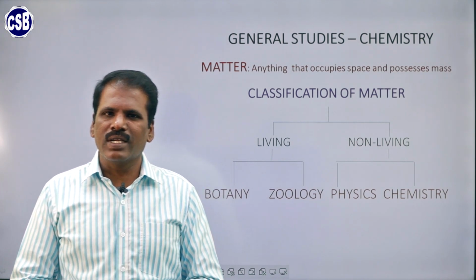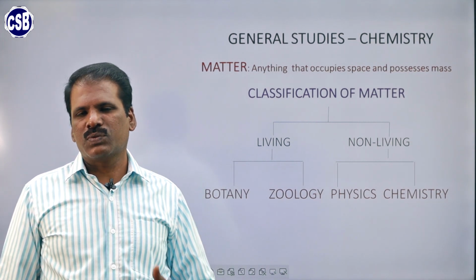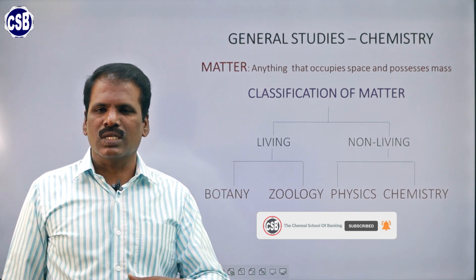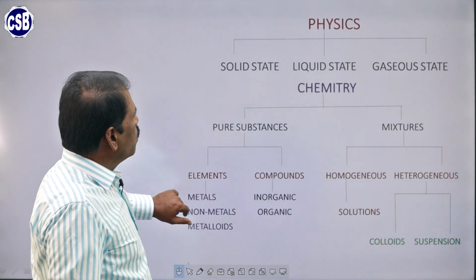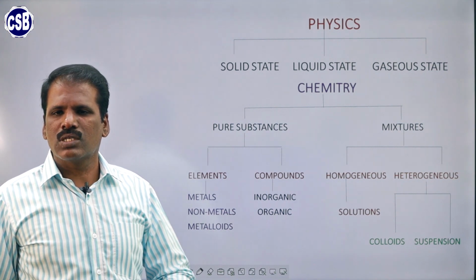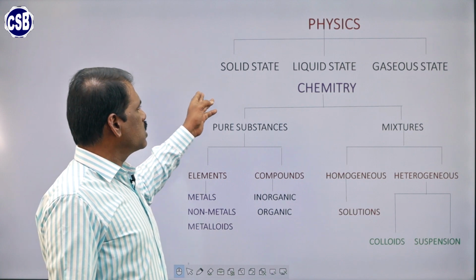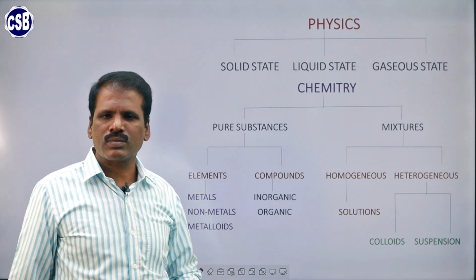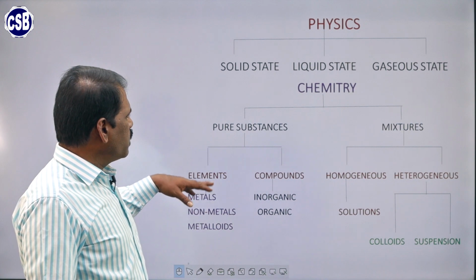So in this classroom session, we are going to deal with the subject chemistry. What are the various topics that we have to concentrate on? What are the important aspects we are going to discuss? All the things will be given in the subsequent classes. In physics, matter can be classified based on the physical nature, into three categories: solid state, liquid state and gaseous state, which we will discuss in other classes. So let us come to our topic, chemistry.